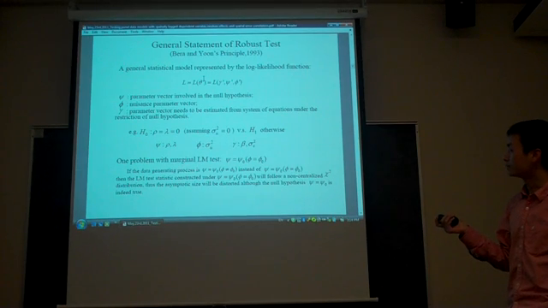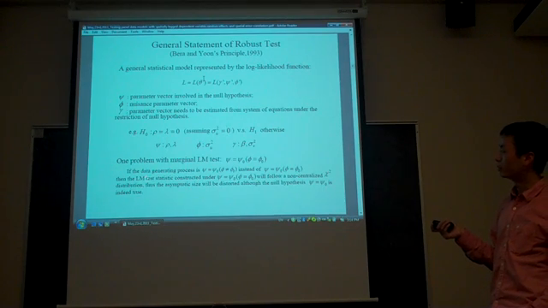In this case, if the real data generator is this one here, then we use the same. We use a marginal LM test.